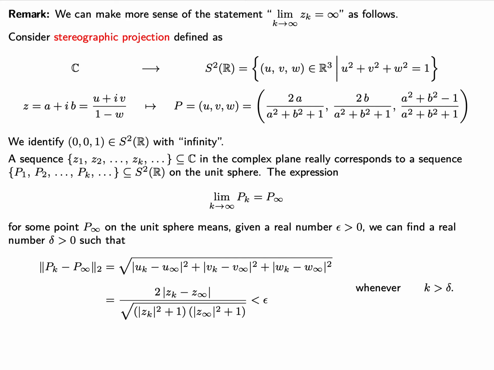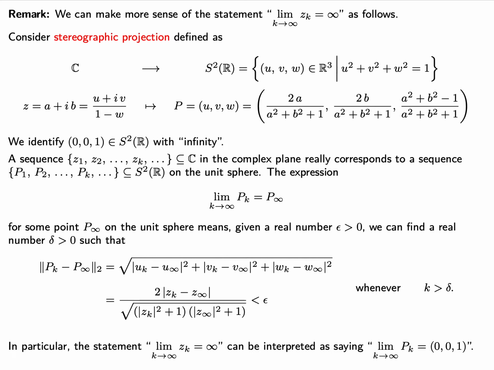Here you can see a formula that actually goes as follows. If z sub k minus z sub infinity is small, then the 2 norm between p sub k and p sub infinity should also be small. However, if z sub infinity itself is infinity, then one would have to reinterpret this formula to simply mean that we're trying to have our p sub k's get closer and closer to the north pole 0, 0, 1.